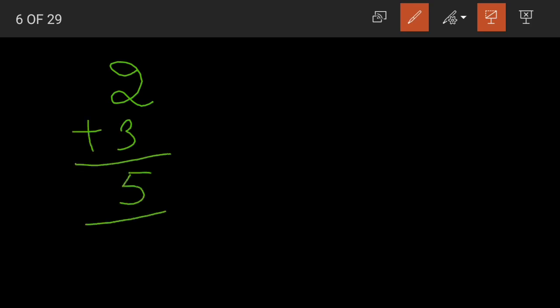How? When we add two positive integers, 2 and 3, the answer will be what? The answer will be 5. 2 plus 3 is 5. Now look at the higher absolute value number, it is 3. Which sign is it having? It is a positive integer, so the result will also have a positive sign.